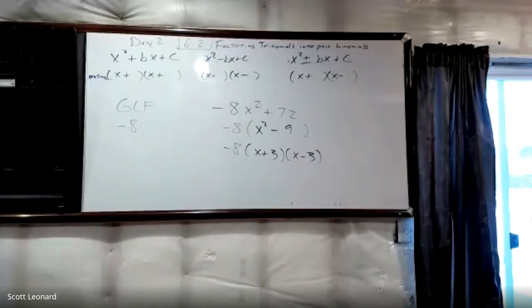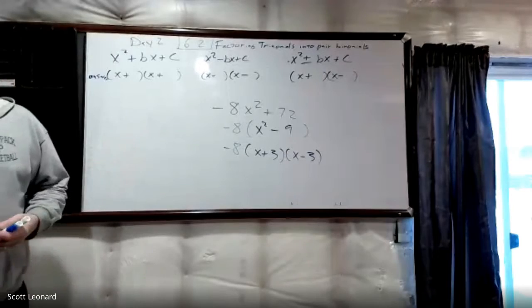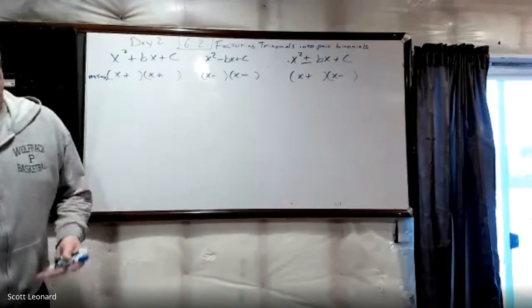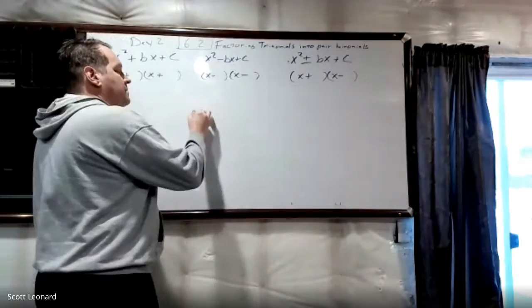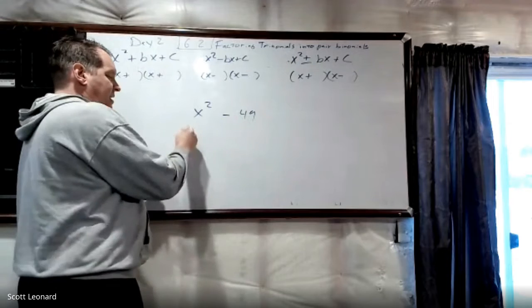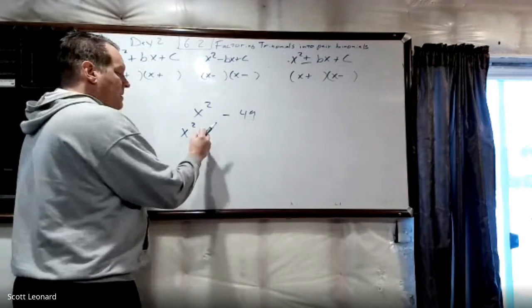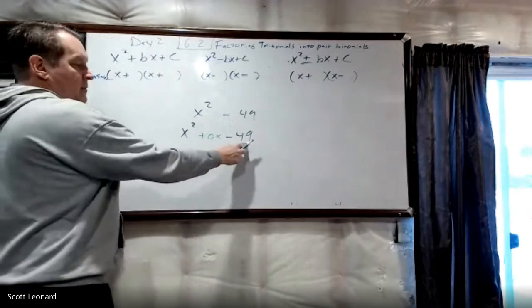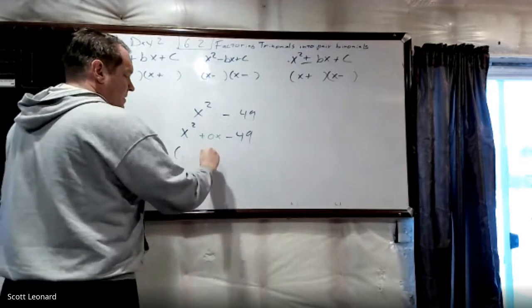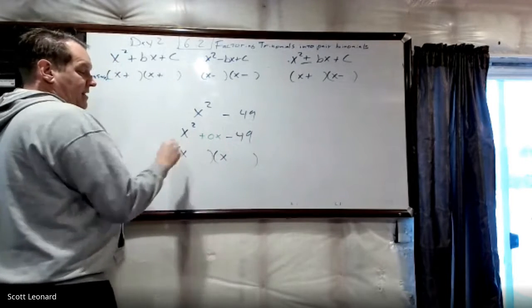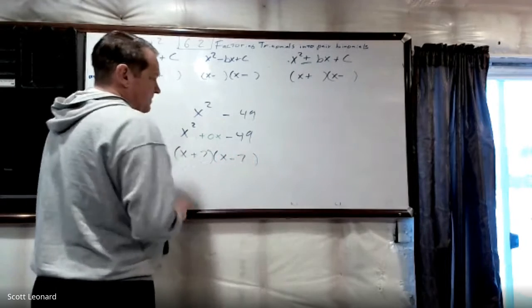Yesterday's homework before we move on. All right. So to end yesterday, don't write this down. We'd have a problem, x squared minus 49. And I said, hey, pretend like there's an imaginary 0x in the middle here. All right. And we said we need the numbers to multiply to give us this. Okay. And add together to give us this. So it's positive 7 and negative 7.